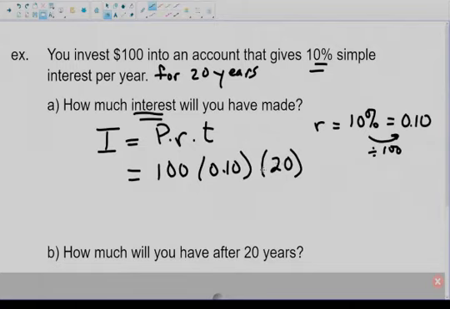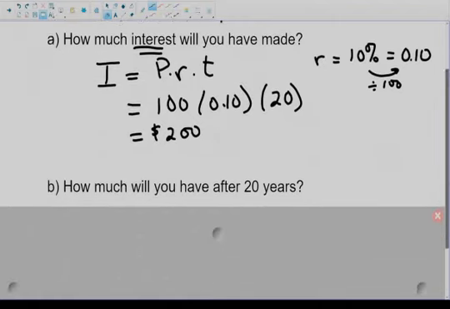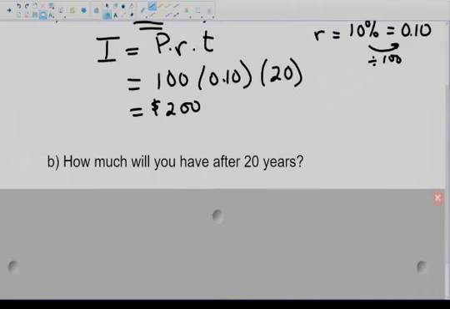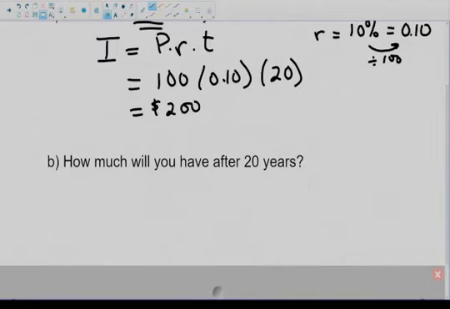and this is going to take care of the fact that we don't need to do a table of values that goes all the way up to 20 anymore. So we know that 100 times, without using a calculator here, 100 times 0.10 is just 10. 10 times 20 is $200. So you're going to make $200 in 20 years just by putting that $100 in the bank and walking away for 20 years.